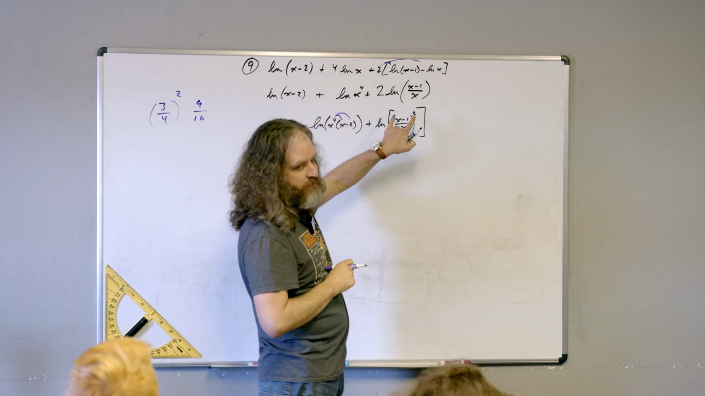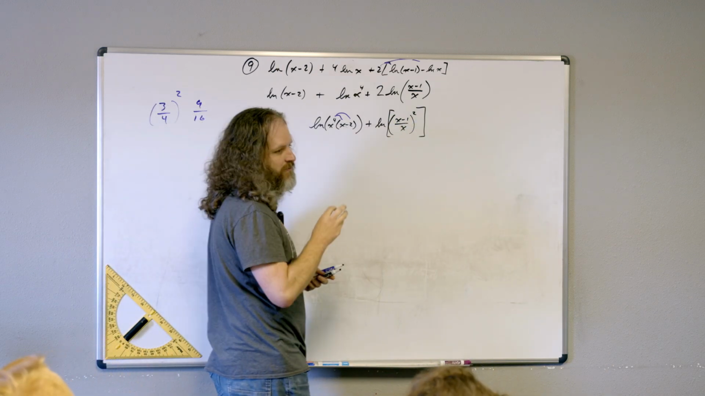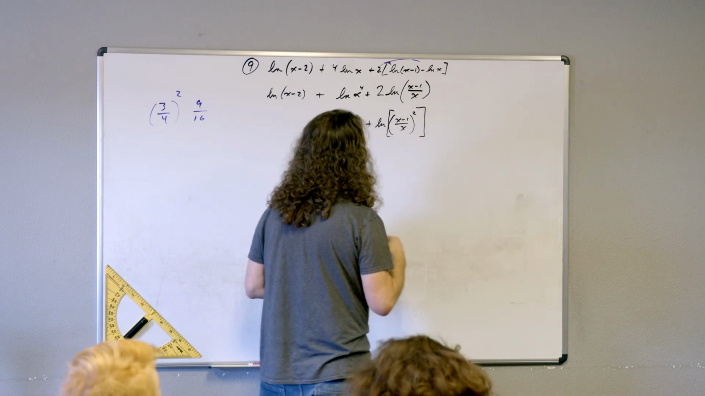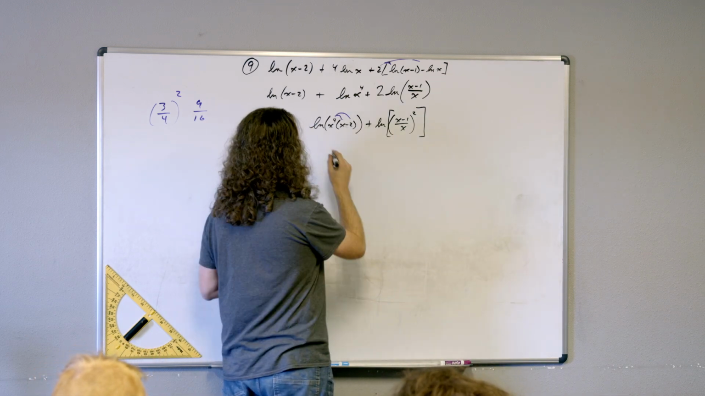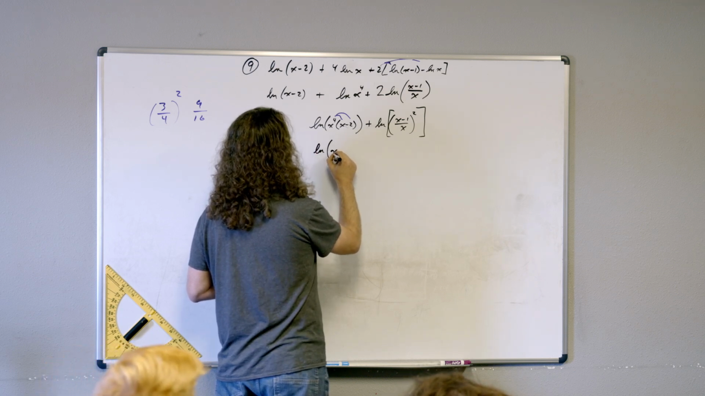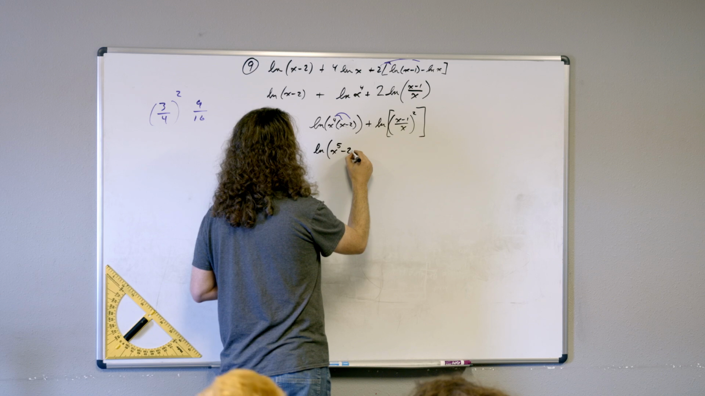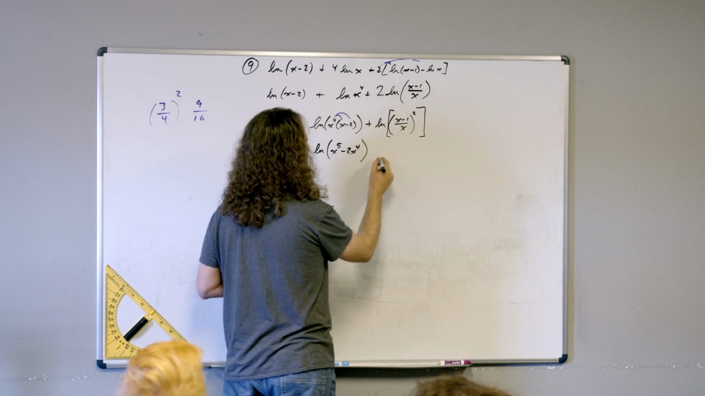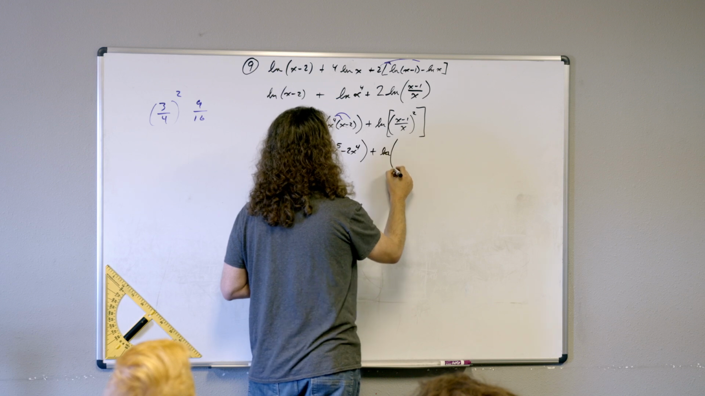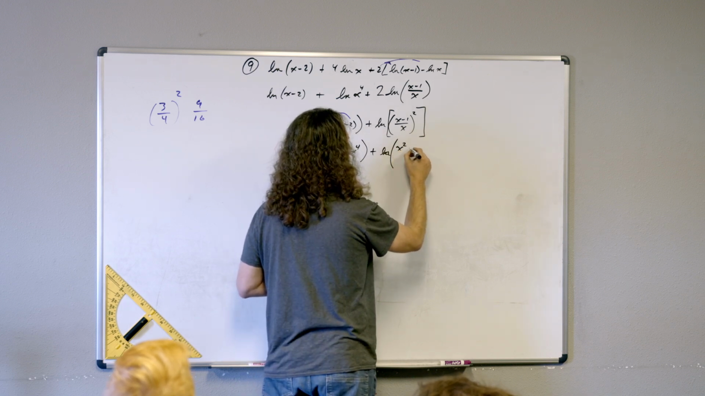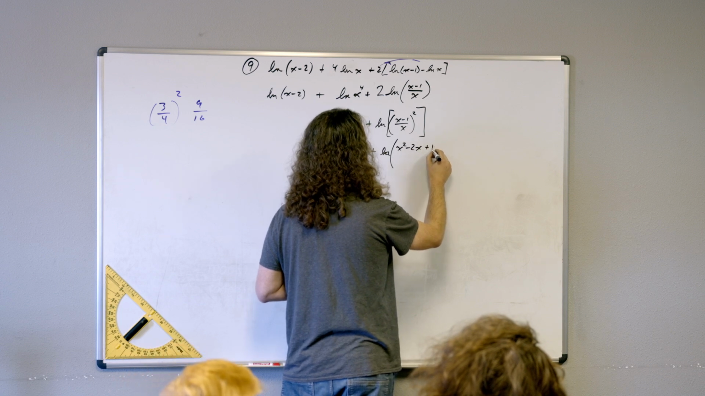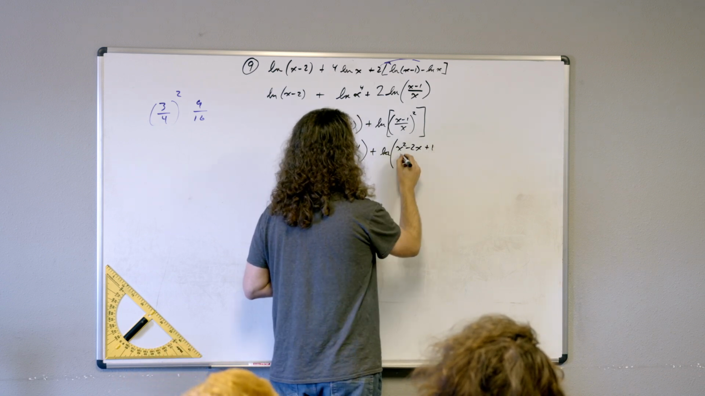Now we've got a binomial squared. We can do our nice little shortcut, right? A squared minus 2ab plus b squared on the top one, right? So this is natural log of x to the fifth minus 2x to the fourth, plus the natural log of x squared minus 2x plus 1 over x squared.